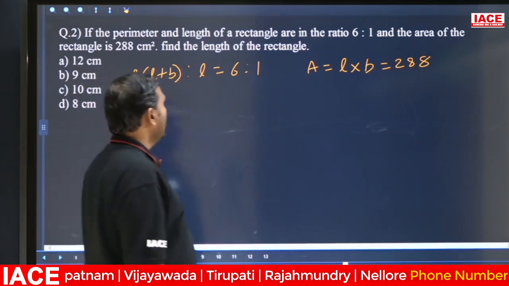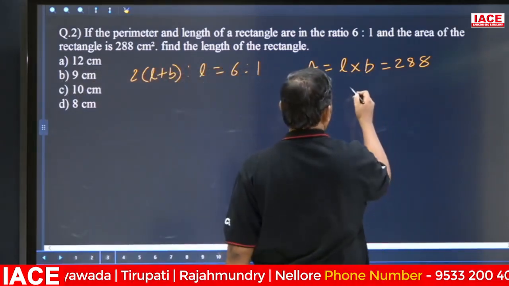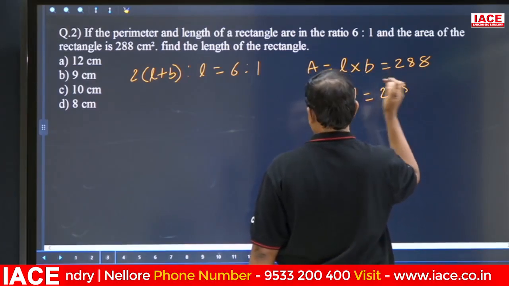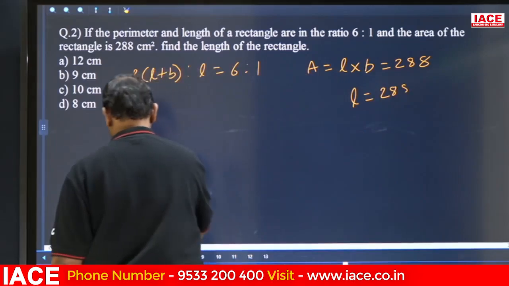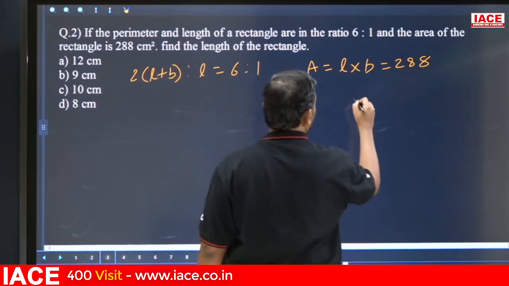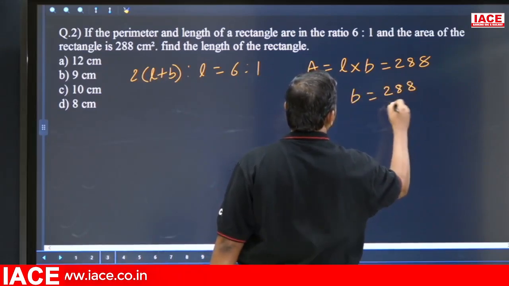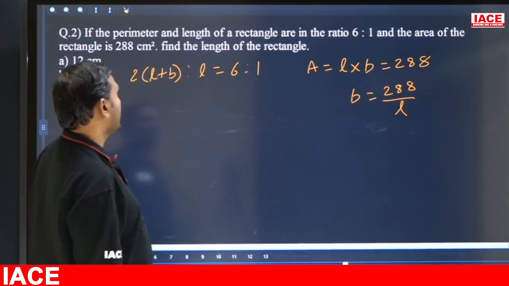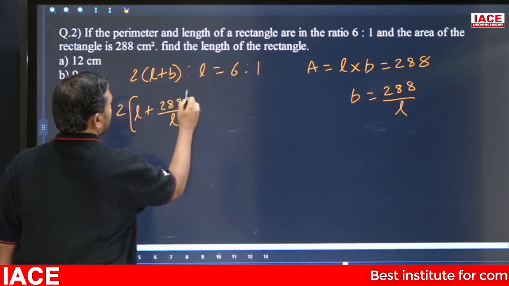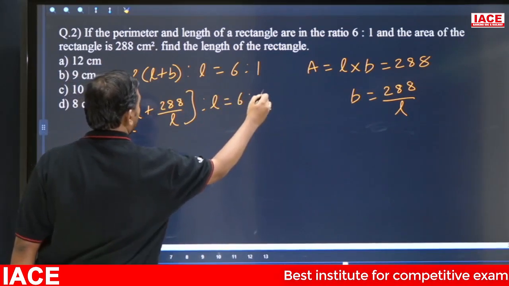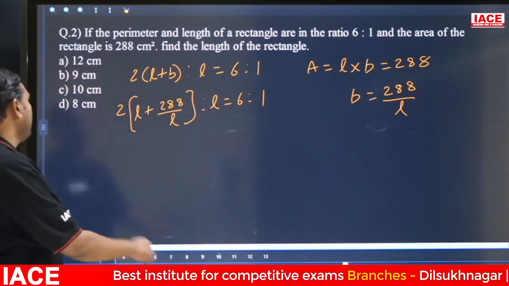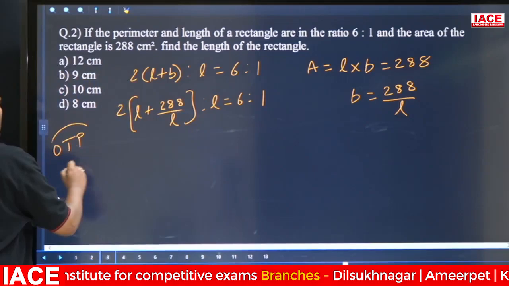Actually, what we have to do is find B. B equal to 288 by L, we have to substitute here. So we write 2 into (L plus 288 by L) is to L equal to 6:1. Now we have to solve, so we'll get the L value. But we don't need to do all that, directly we can go through the options. So options we have to check.